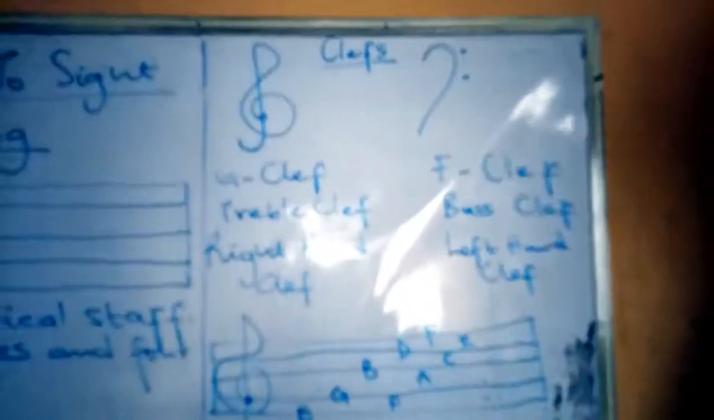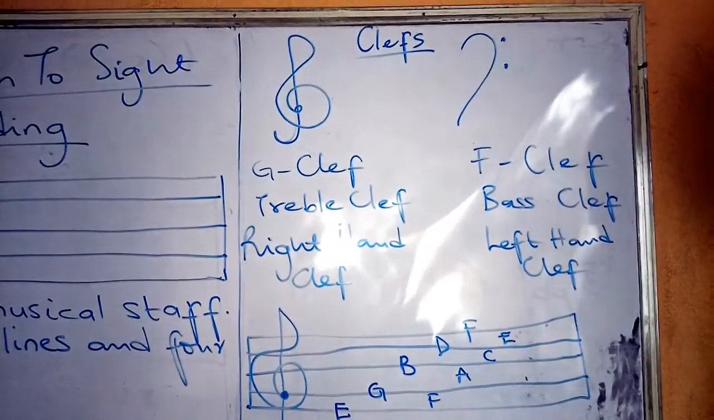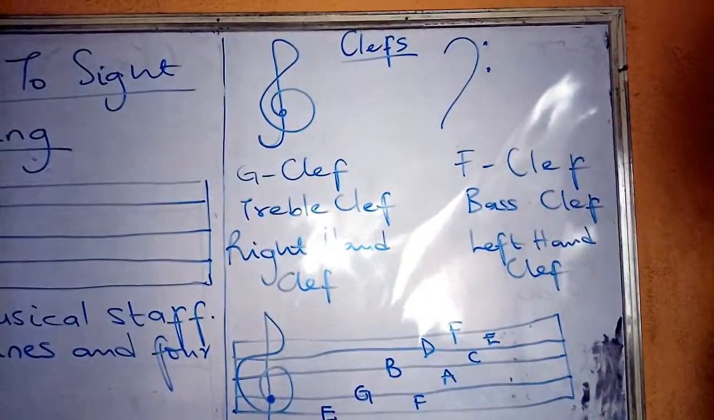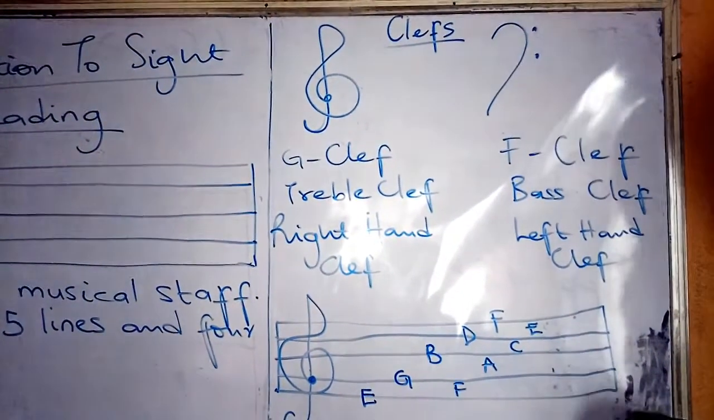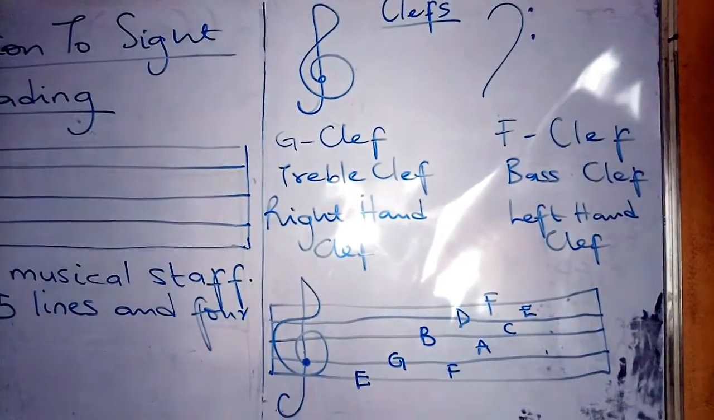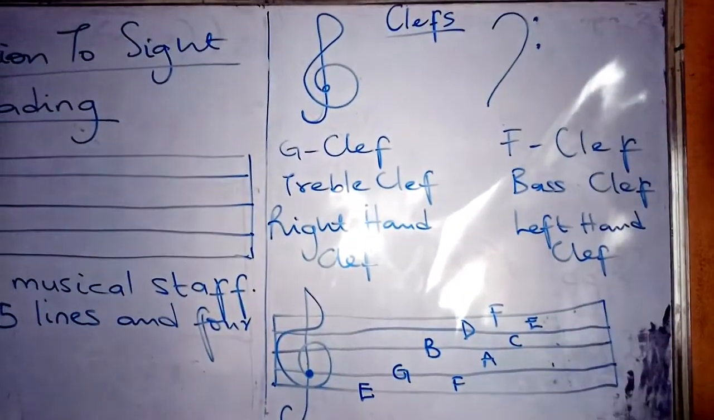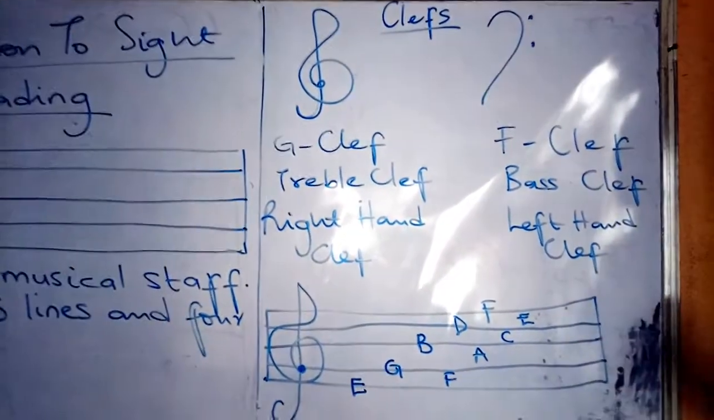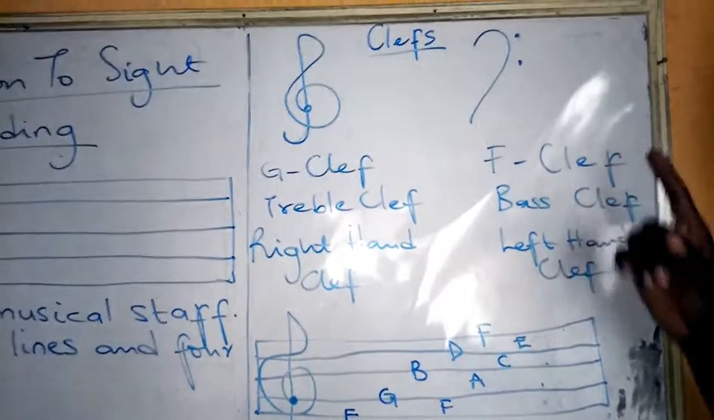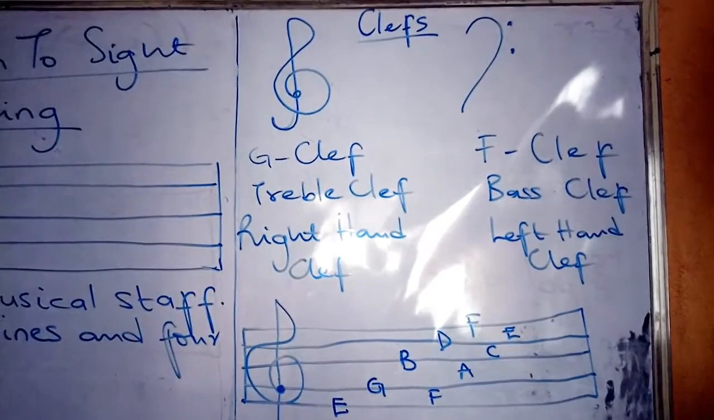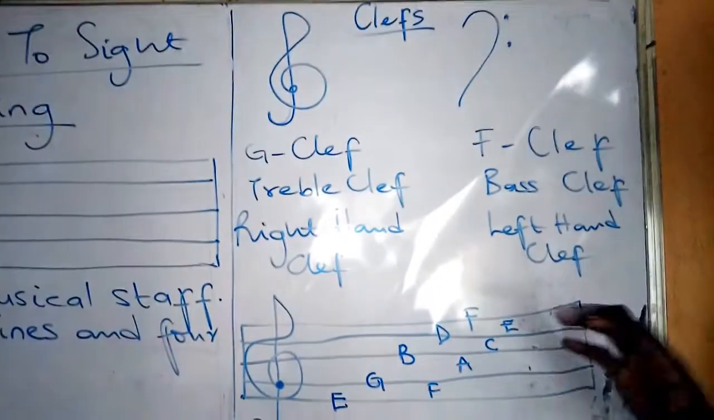Now, the first one we're going to look at is the G clef, which we also call the treble clef or the right hand clef. This clef is called the G clef because it is drawn from line G, and we'll get to know what line G is in a couple of moments. Now, the second clef, which is also important, is the left hand clef or the F clef or the bass clef. Just as I explained for the G clef, the name F clef implies that our bass clef is drawn from line F. Now, let's go into details with this.